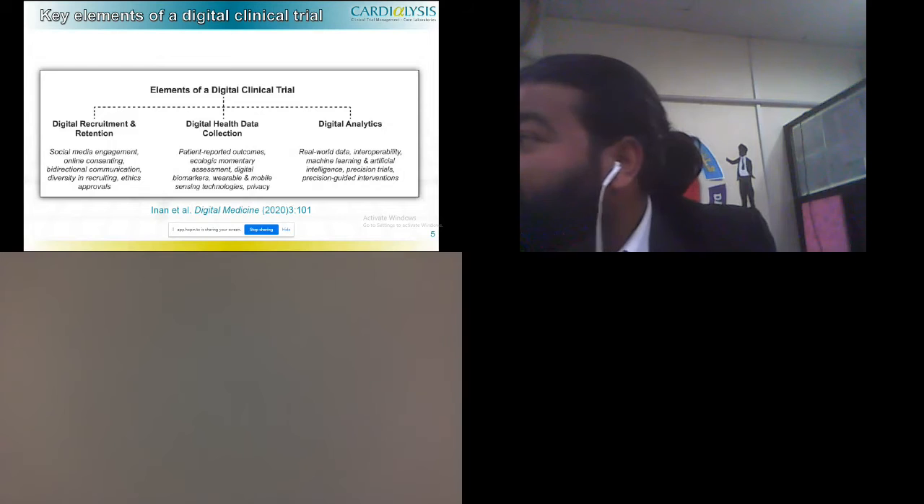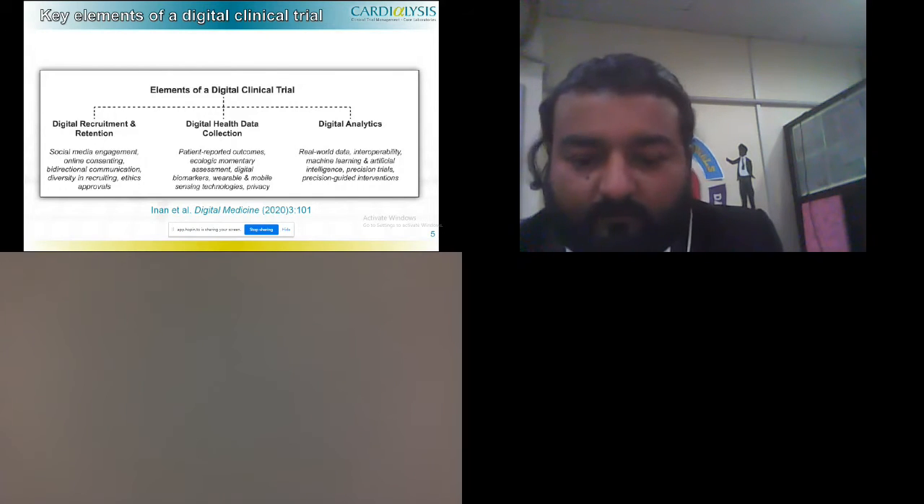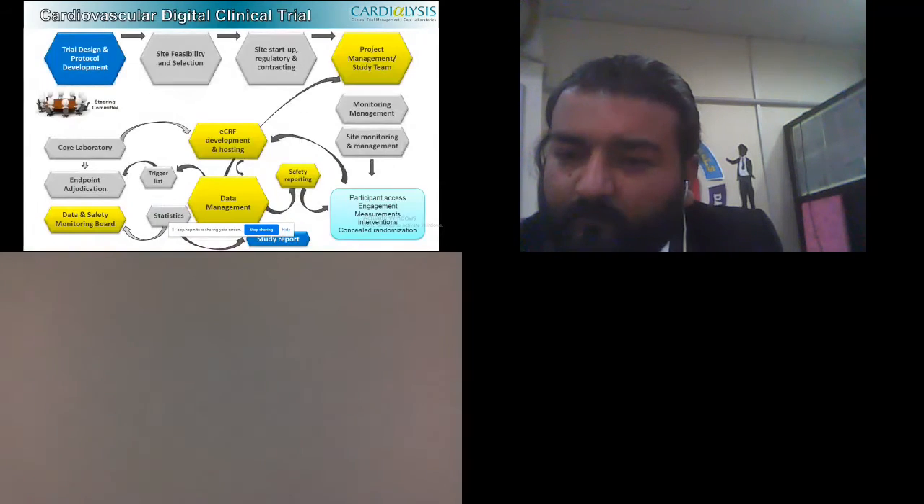In digital health data collection, we refer to patient-reported outcomes, ecologic assessment, digital biomarkers, wearables, and mobile sensing technologies. Here, privacy becomes a very relevant issue. And finally, for digital analytics, we are talking about real-world data, interoperability, machine learning and artificial intelligence, precision trials, and precision-guided interventions.